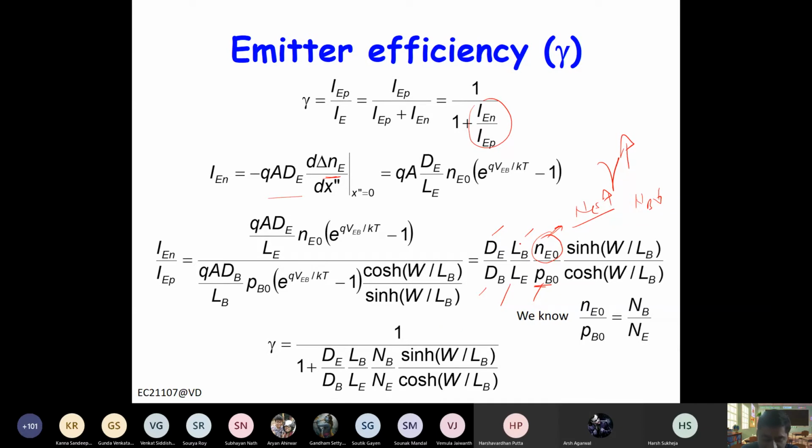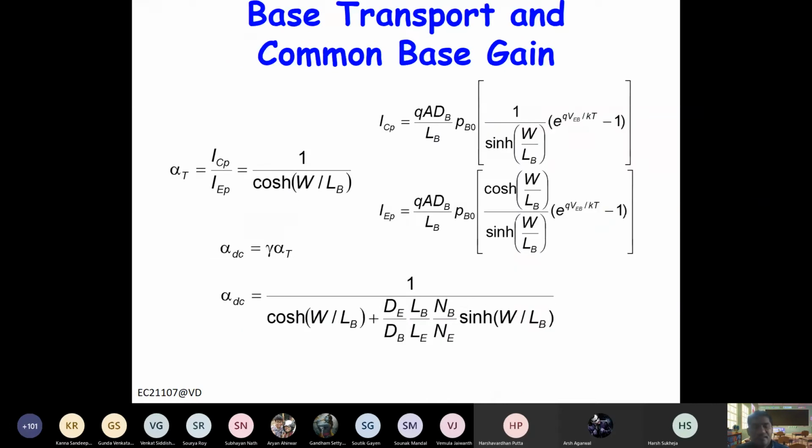So if you substitute IEN by IEP in the original equation, you get the expression for emitter injection efficiency. So this equation gives you design criteria for maximizing emitter injection efficiency. Similarly, you can get the expression for base transport factor, that is ICP by IEP, which is basically simply 1 over cosh W by L. Now alpha should be close to 1, right?